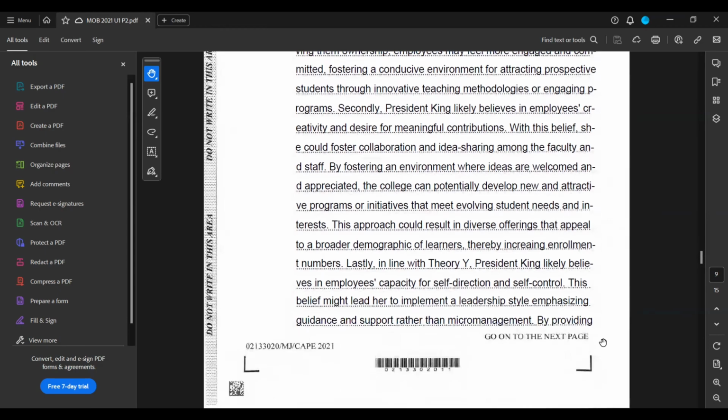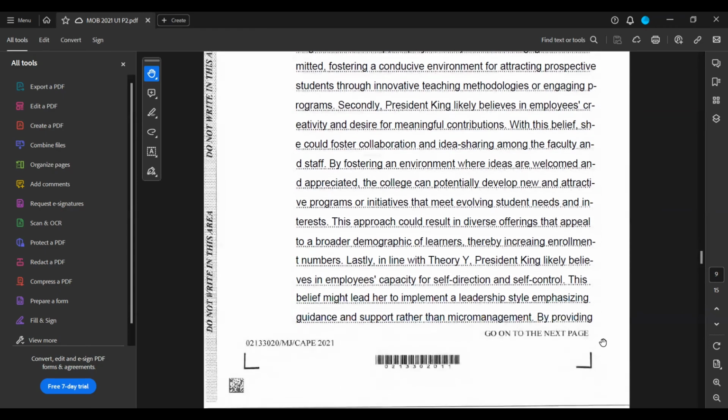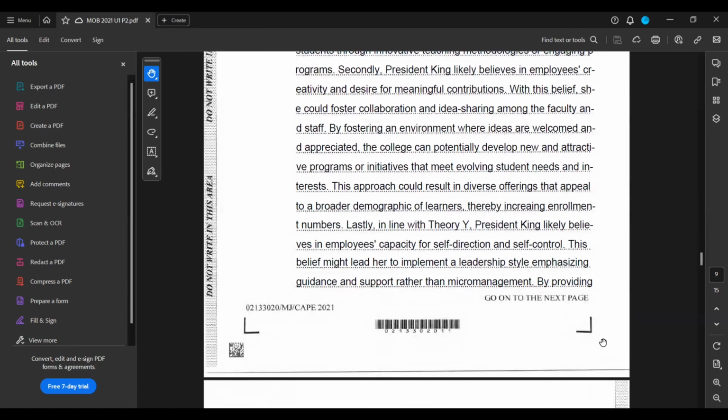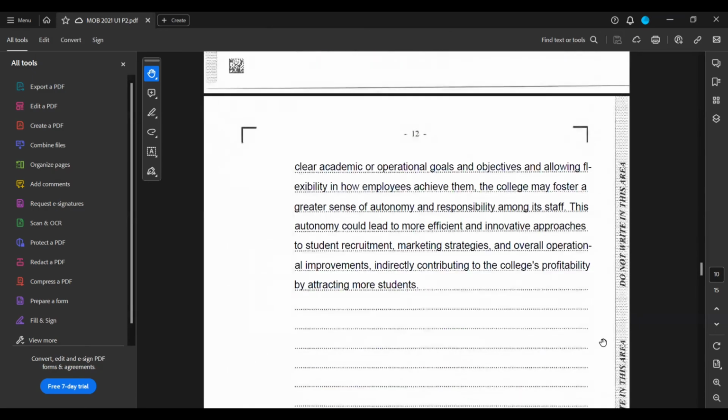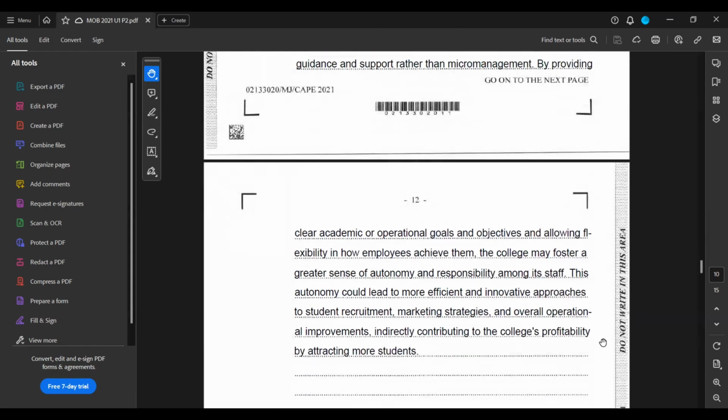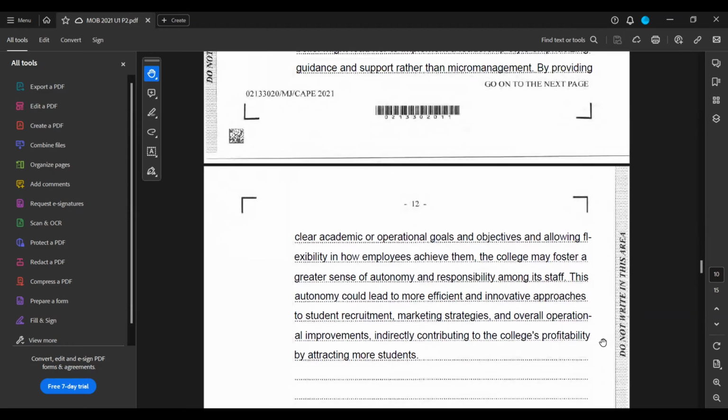Lastly, in line with Theory Y, President King likely believes in employees' capacity for self-direction and self-control. This belief might lead her to implement a leadership style emphasizing guidance and support rather than micromanagement. By providing clear academic or operational goals and objectives and allowing flexibility in how employees achieve them, the college may foster a greater sense of autonomy and responsibility among its staff.